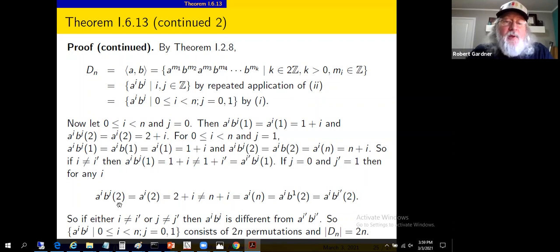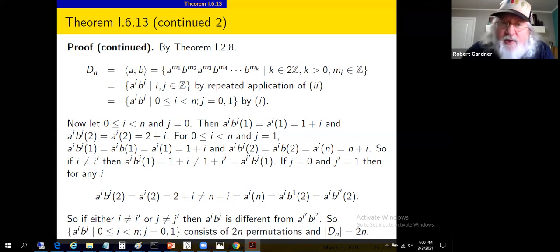If we look at A to the I, B to the J, what it does to 2, we saw that 2 was mapped to 2 plus I down here. If we apply what we get with an exponent of 1 on B, which is what we did down here, we see that 2 is mapped to n plus I. And 2 plus I doesn't equal n plus I. If you look back at the statement, we're looking at dihedral groups where n is greater than or equal to 3. So we don't have an equality there either.